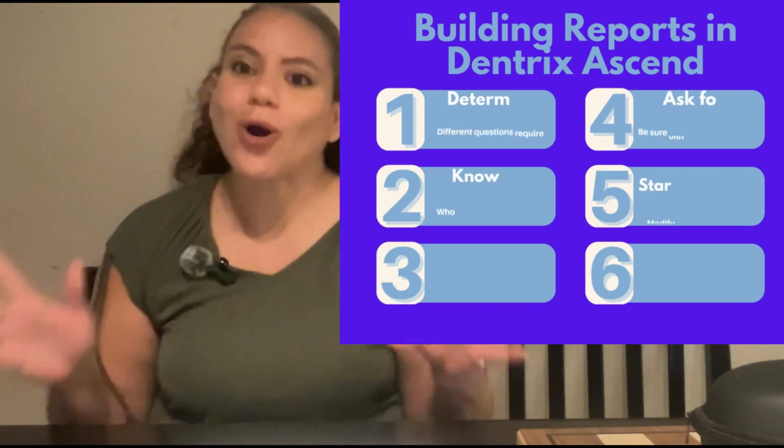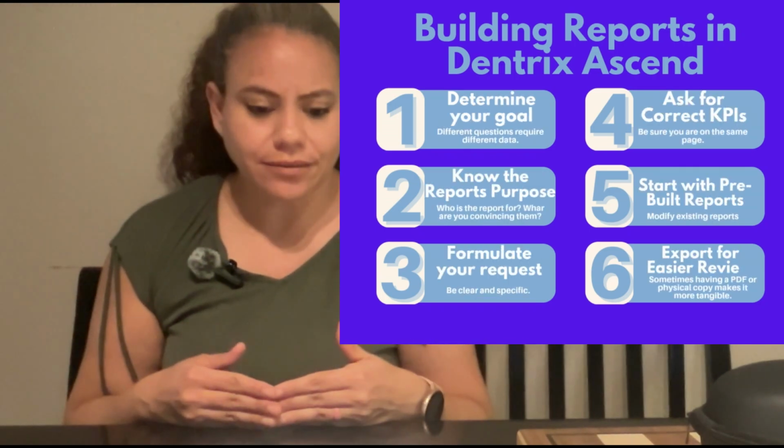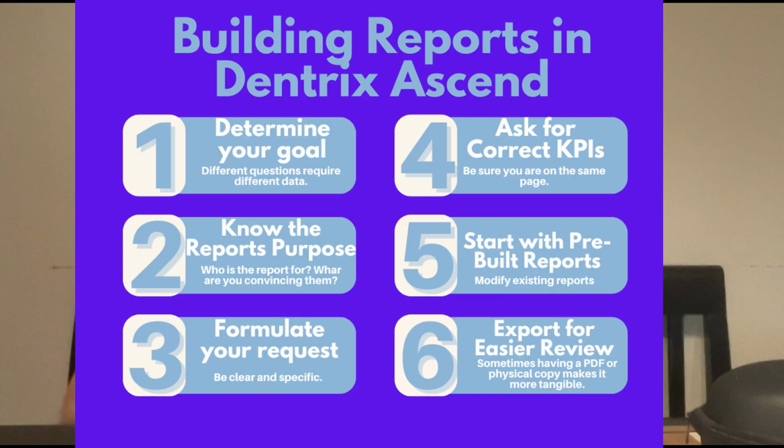A lot of the times where I start when it comes to building a report is going through what's already there, meaning Ascend already has a strong library of standard reports such as production, collections, aging, insurance aging reports, patient lists, and etc. You might be surprised that what you're asking for is already built in.